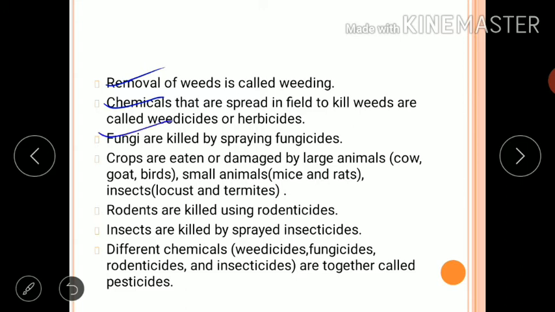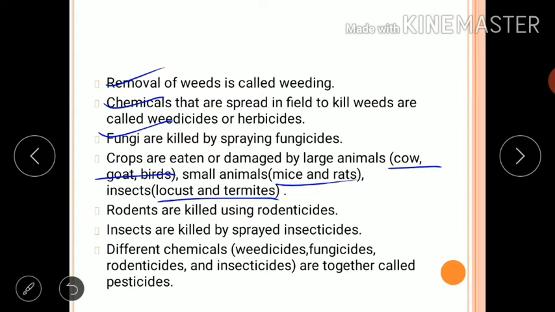Fungi are killed by spraying fungicides. Crops are eaten or damaged by large animals like cows, goats, and birds. Small animals also harm the crop, such as mice and rats, and insects too, like locusts, termites, etc. This can result in the destruction of crops under cultivation.